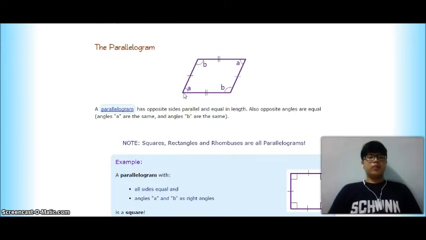Okay. Parallelogram has opposite sides parallel and equal length, and also opposite angles are equal, which is angle A is the same as this angle A, and then this angle B is the same as this angle B. If you can see, the parallelogram is actually almost the same as the rectangle, but it doesn't have a right angle at every corner of it.